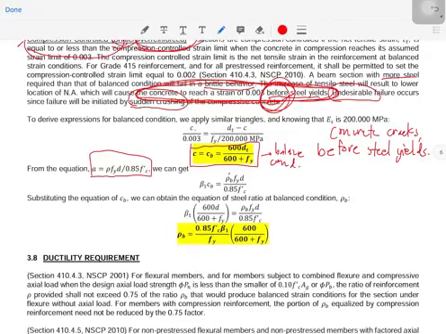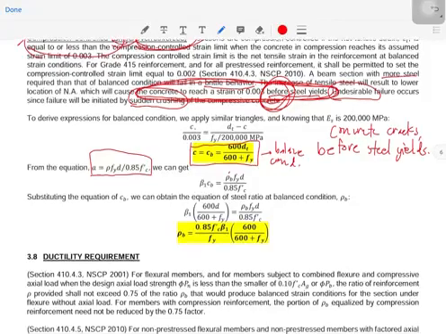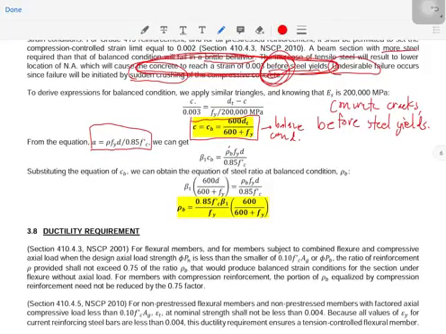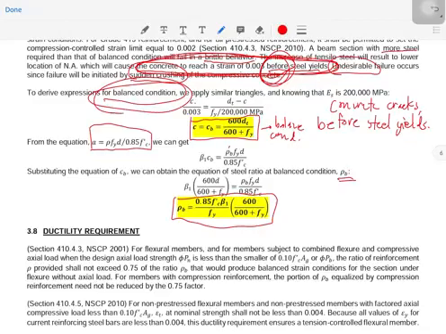So substituting the equation of CB, we can obtain the equation of steel ratio at balance condition, guys, rho B, which is equal to 0.85 f prime c beta 1 over fy times 600 over 600 plus fy. Okay, take note, this is for balance condition alone.